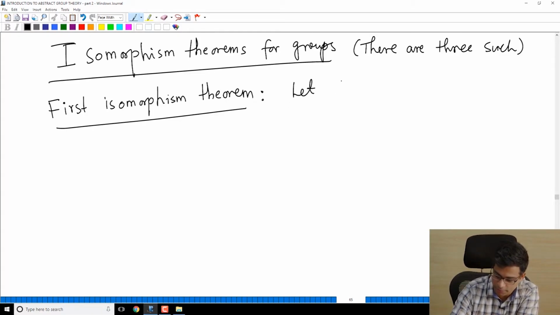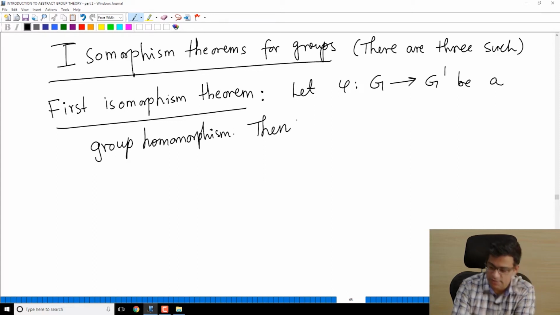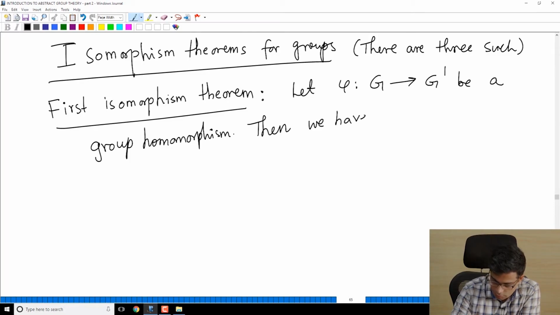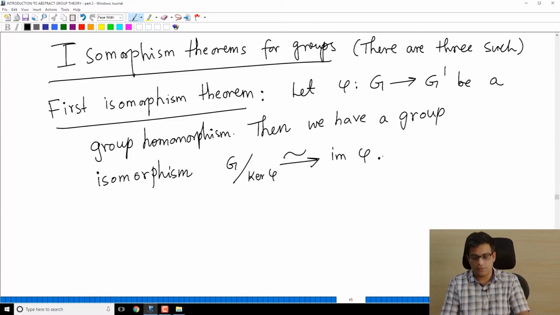Let phi from G to G prime be a group homomorphism. The first isomorphism theorem says that in this situation we have the following. Then we have a group isomorphism from G mod kernel of phi to image of phi. Okay, that's what the first isomorphism theorem says.